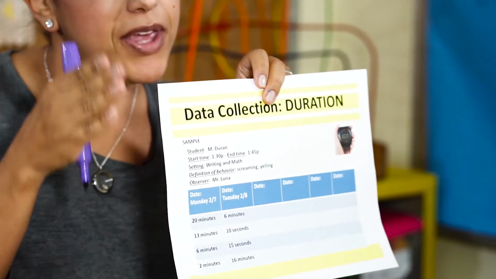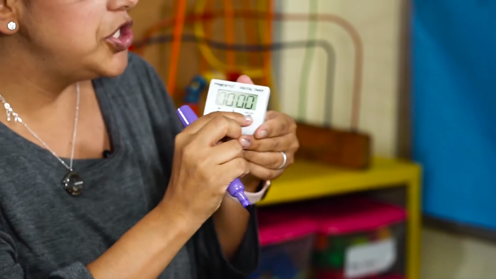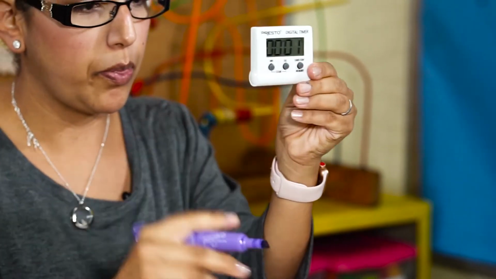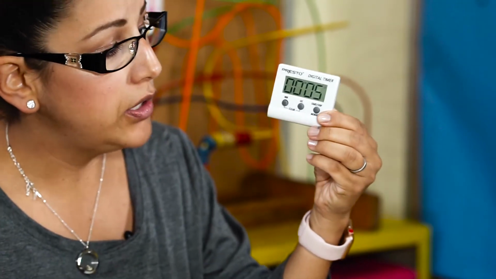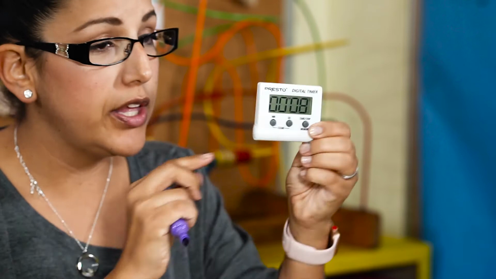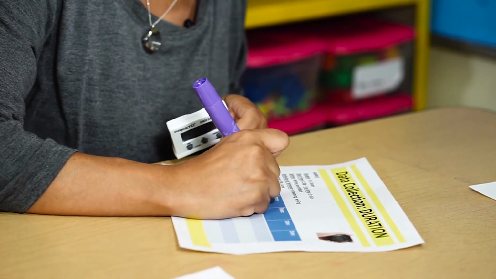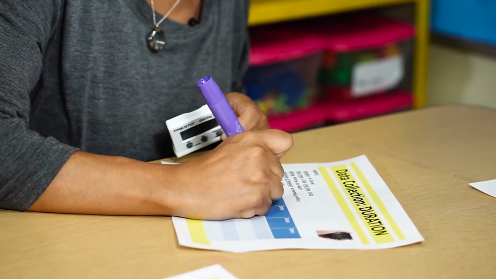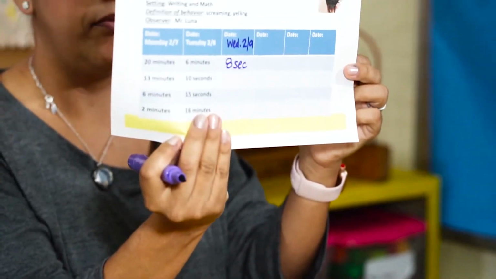So each time the behavior is happening, at the start of the behavior, you want to push your stopwatch, let the stopwatch run, and as soon as the behavior ends, you push stop, and you look, say 8 seconds, and then you want to write down 8 seconds. And you make sure to record the date, and you have your data.